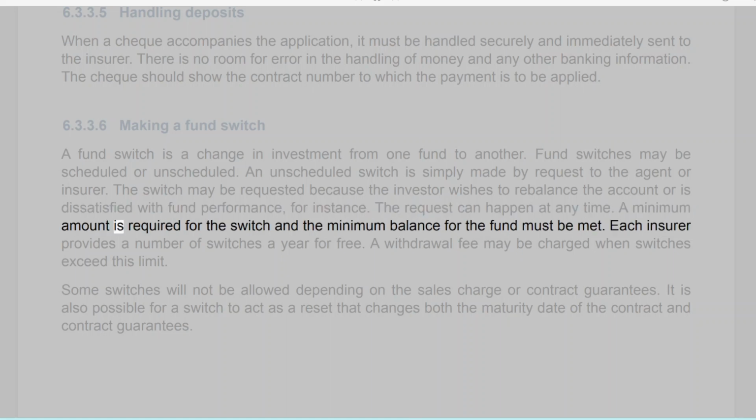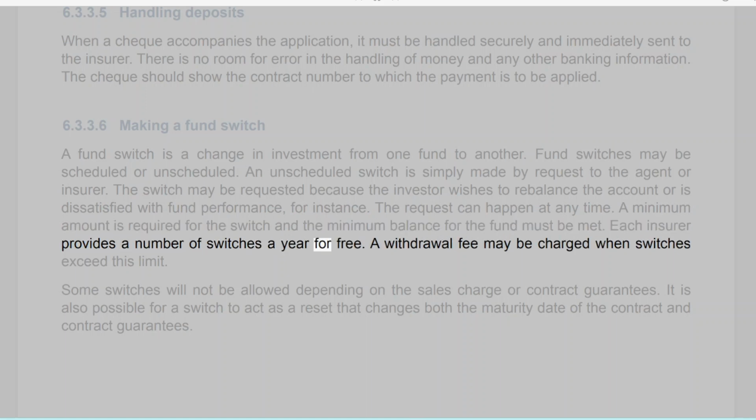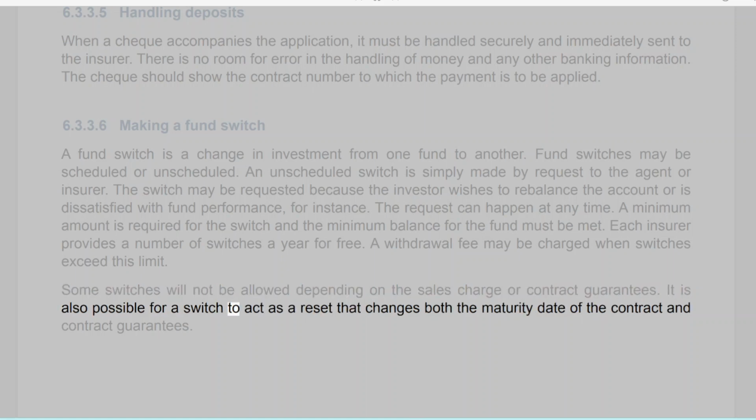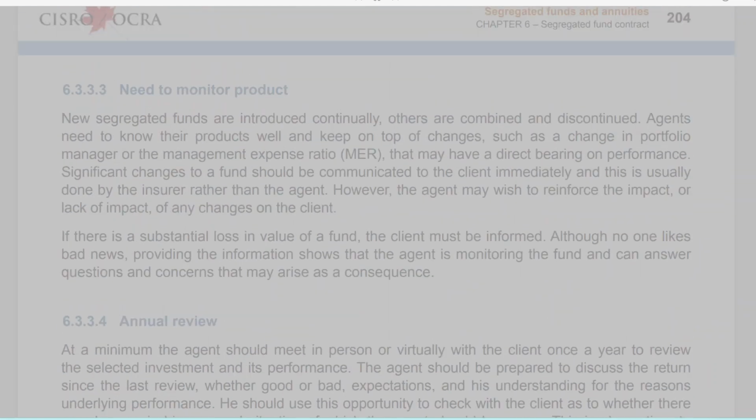A minimum amount is required for the switch and the minimum balance for the fund must be met. Each insurer provides a number of switches a year for free. A withdrawal fee may be charged when switches exceed this limit. Some switches will not be allowed depending on the sales charge or contract guarantees. It is also possible for a switch to act as a reset that changes both the maturity date of the contract and contract guarantees.